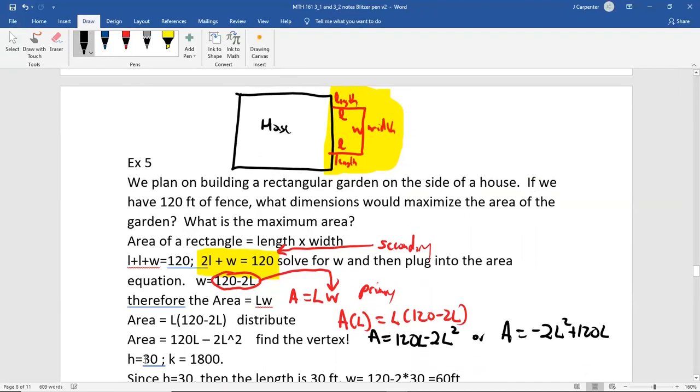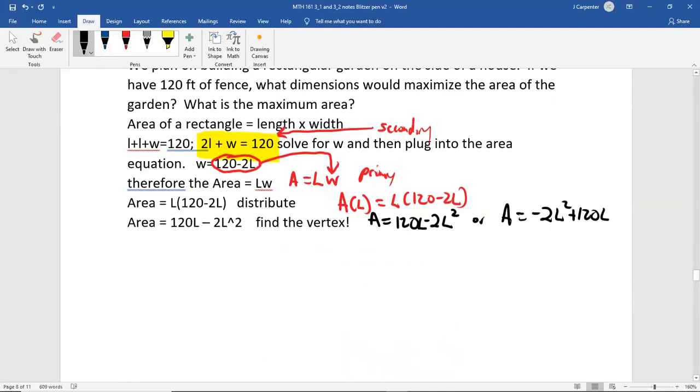And I don't have the math shown for that. Spoiler alert. So H is the X coordinate of the vertex, which will be one of the lengths or widths. That's the negative B over 2A, which is negative 120 over 2 times negative 2. That's negative 120 over negative 4. The negatives cancel, 4 goes into 12 3 times, so that's 30.